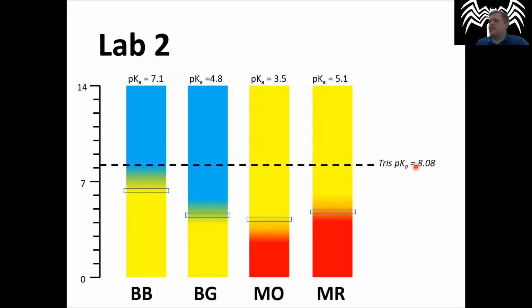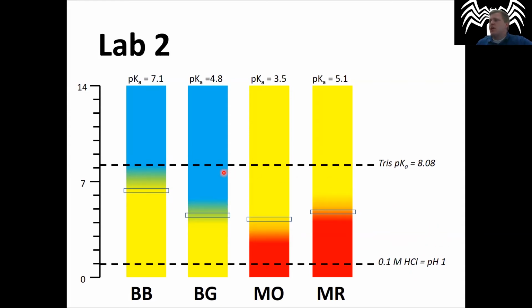And we're starting these indicators off in a tris solution or in a beaker with tris in it. And tris has a pKa value of 8.08. So it's actually a basic compound. So we're starting with a basic compound. And what we're trying to do is determine the pH of our HCl solution, which has a concentration of 0.1 molar, giving it a pH of 1.